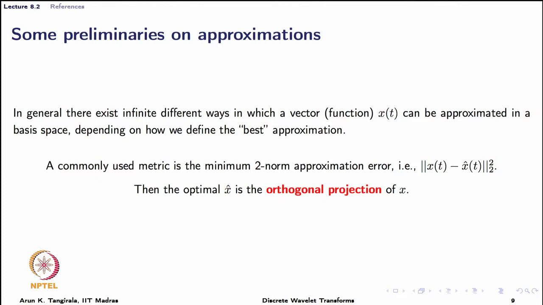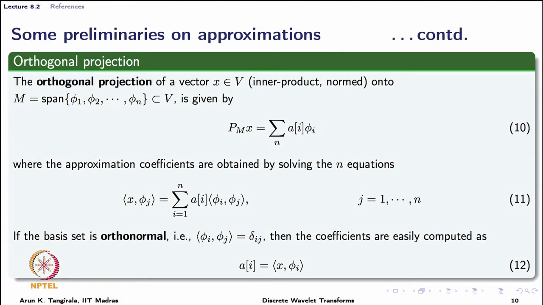In other words, I want an approximation x hat of t of a signal or a function x of t such that the 2 norm or the energy of x minus x hat is a minimum. It turns out that the solution to that problem is that the optimal x hat is nothing but the so called orthogonal projection of x onto what? Onto the basis that generates x hat. Okay. First, let us understand what is orthogonal projection, and then the statement will become clearer. What is an orthogonal projection?